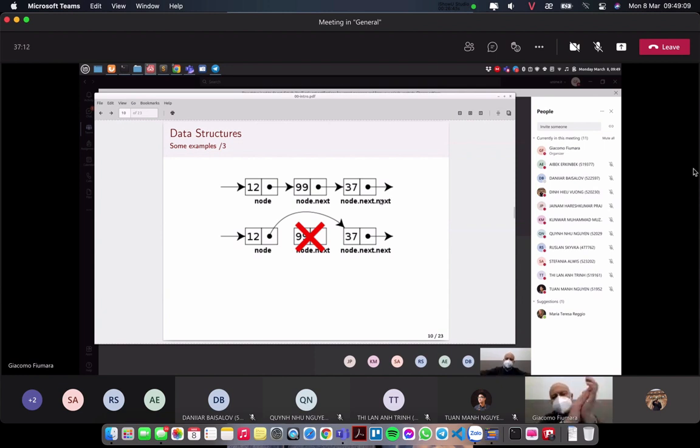Okay, so which is the idea behind linked lists? The idea is that we have a kind of linear arrangement, but because of pointers represented by the arrows, there is the possibility to modify this linear arrangement. As in the case of, suppose you want to delete the node with value 99.